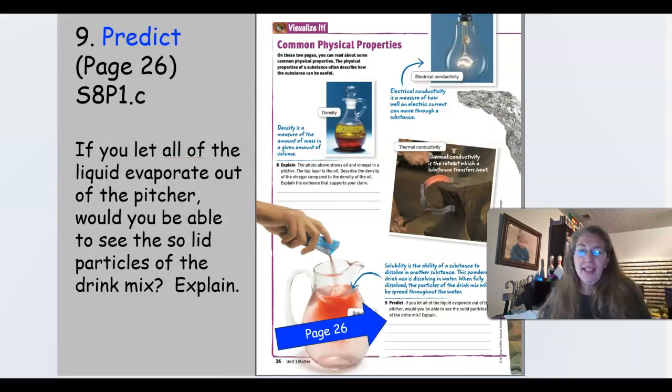So question number 9 on page 26 asks you to predict what would happen if you made some Kool-Aid, stirred it up, and then left it outside for a couple of days. So pause the video, answer the question, and come back when you're ready.